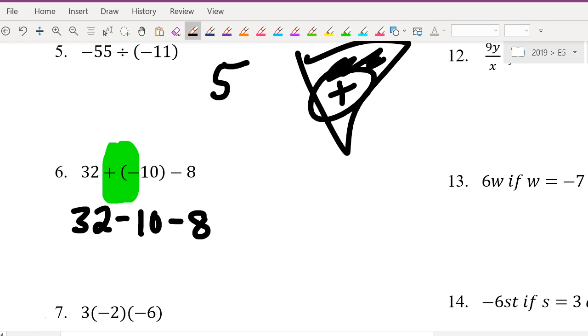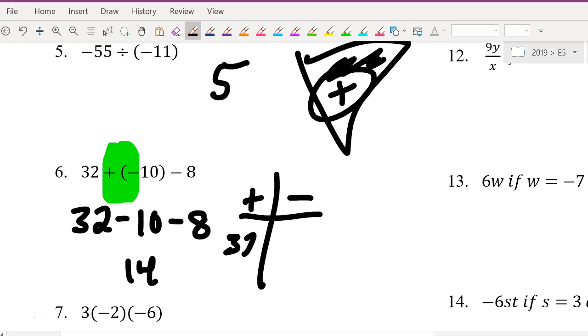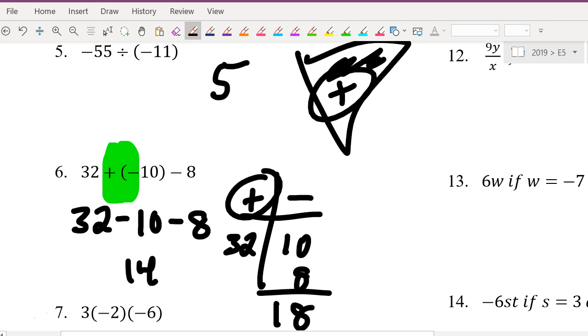Okay, now what? Then 32 minus 10 is 12. Wait, no. You could do it that way. 22. And then minus 8 is 14. But I recommend, yeah, that's actually an easy one. You don't need your good guys, bad guys tables. But it would come out the same way, right? 32 versus 18, and then you subtract, and you get 14. Good guys won. Excellent job.